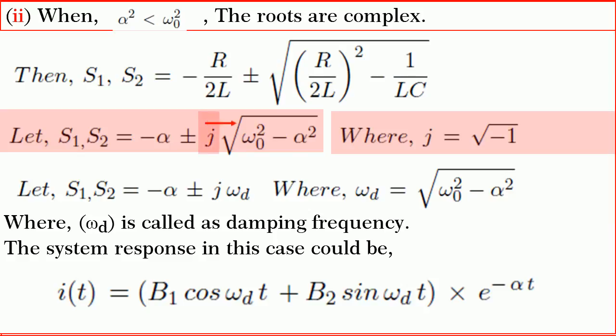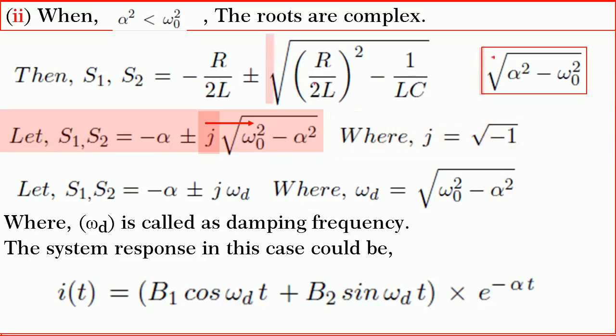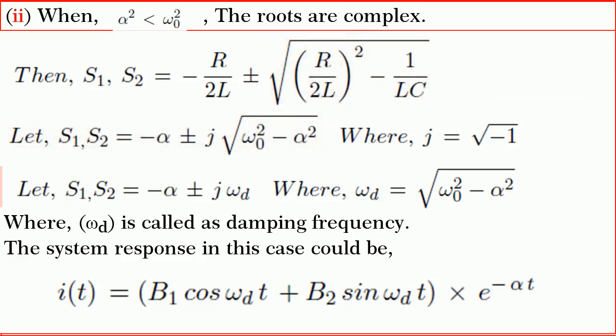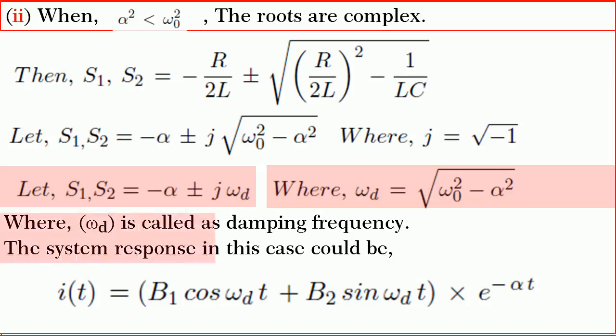Observe that when j is taken inside the radical sign, the quantity under the radical sign becomes alpha square minus omega naught square. This you can note. And let s1, s2 is equal to minus alpha plus or minus j into omega d, where omega d is equal to square root of omega naught square minus alpha square. This omega d is called the damping frequency.